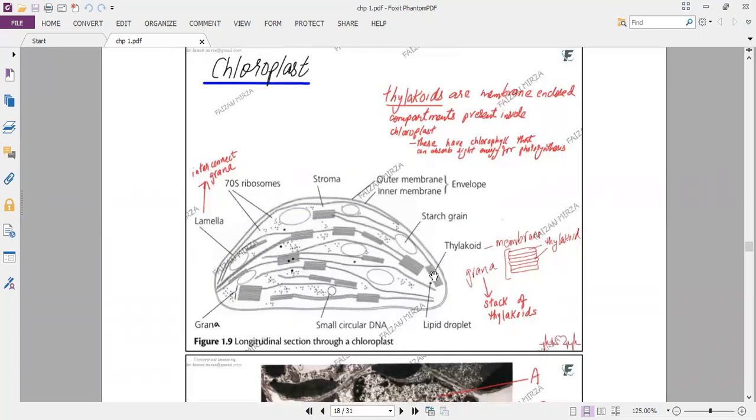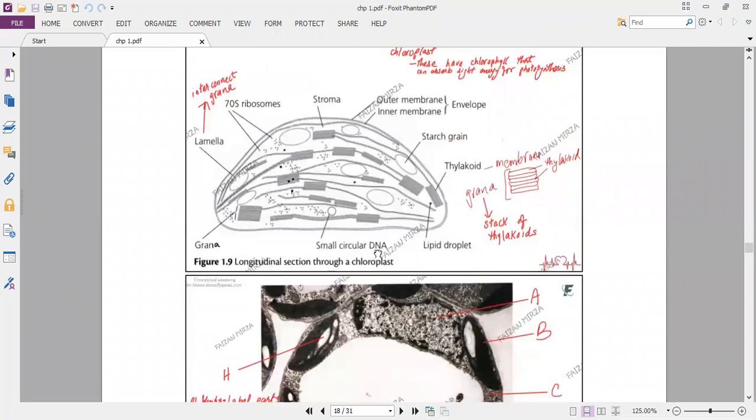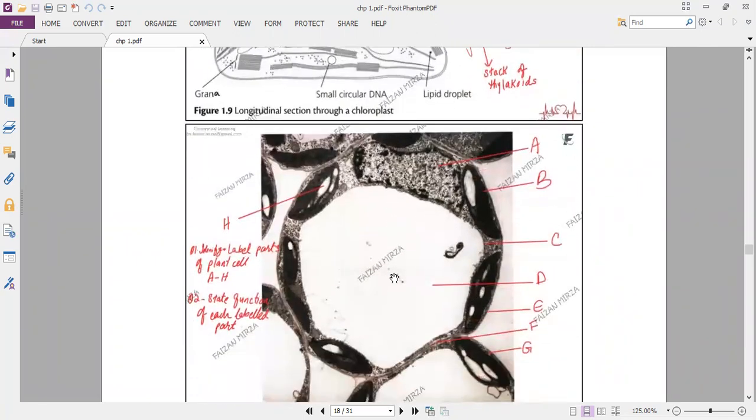There is thylakoid. Thylakoid refers to membrane-enclosed compartments that are present inside the chloroplast. They have chlorophyll and they can absorb light energy for photosynthesis. Thylakoids are arranged parallel in stacks. The stacks are called grana, and the grana are interconnected through structures called lamella. Then there are 70S ribosomes. You can recall 70S ribosomes are present inside the mitochondria as well, and here you are reading that they are present in the chloroplast as well. There's a small circular DNA, there are lipid droplets, and the fluid inside the chloroplast is called the stroma.